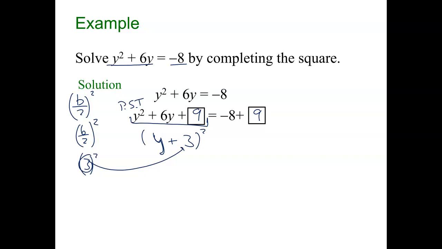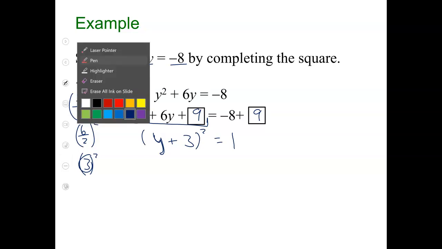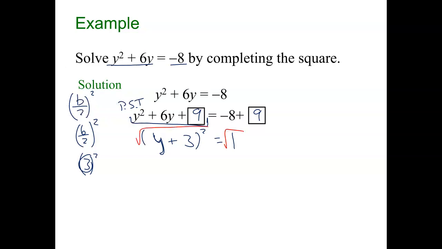Okay. Y plus 3 squared. What's the right side going to be? 1. Okay. Yay, we completed the square. Now we can solve, just like we did on the first slide, using our square root property. Not raise it, square root it. Square root both sides. What's the left side going to be? Y plus 3. What's the right side going to be? And positive and negative 1.